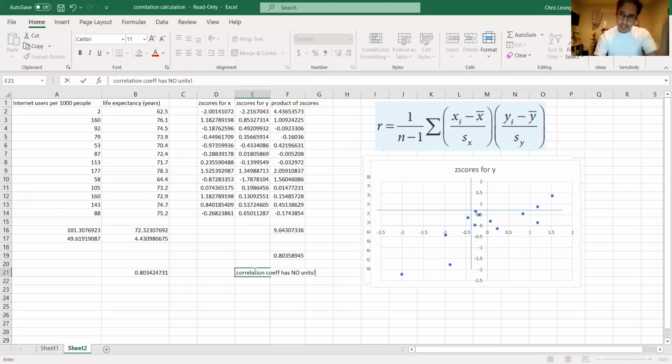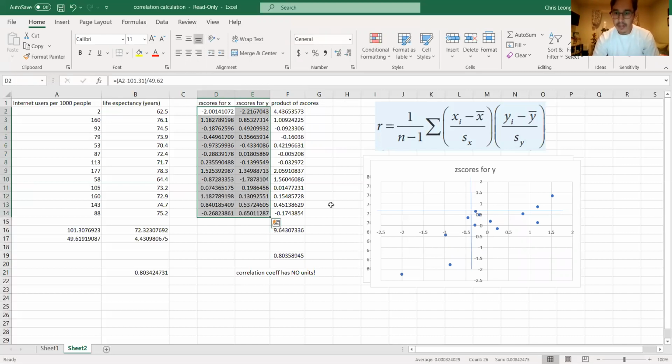And this should make a little bit of sense because it's based off of z-scores, and z-scores are themselves unitless. These numbers here don't really have any units to them. These are not years. These are not internet users per 1,000. This is just measuring the number of standard deviations from the mean. So just keep in mind that the correlation coefficient is simply a number that represents strength, and it does not have any units to it.